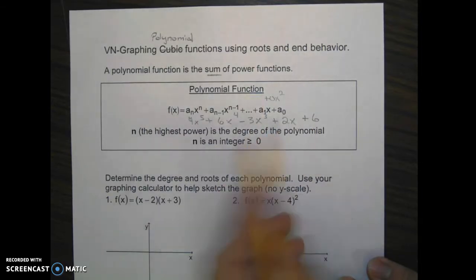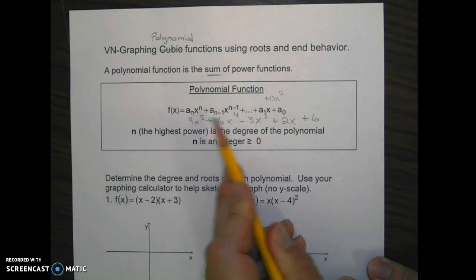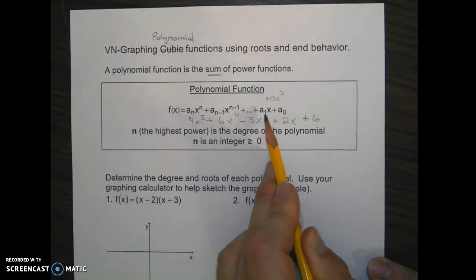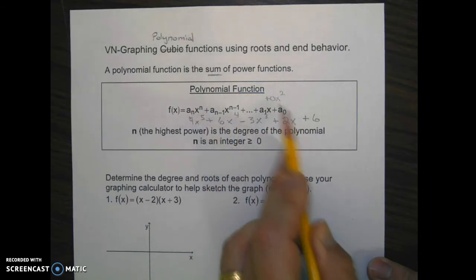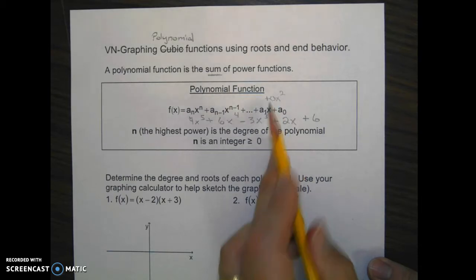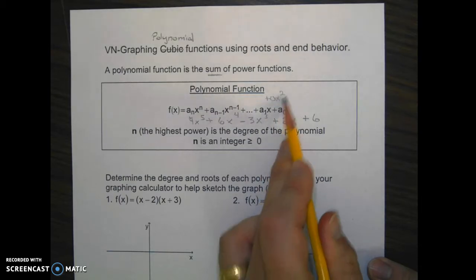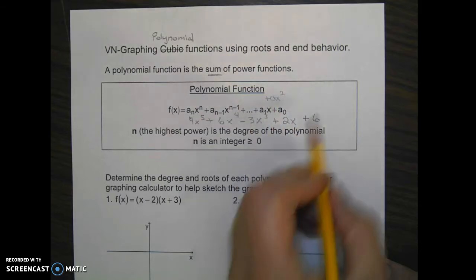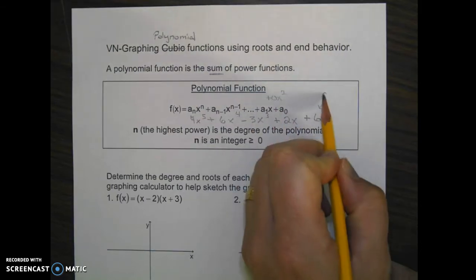So just so you know that sometimes power functions might be missing an exponent. And when it is missing an exponent, it is 0 for the coefficient for that missing power function. Remember, the number on the end is called the constant.